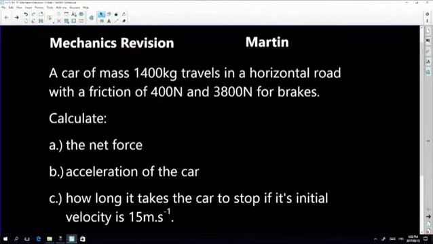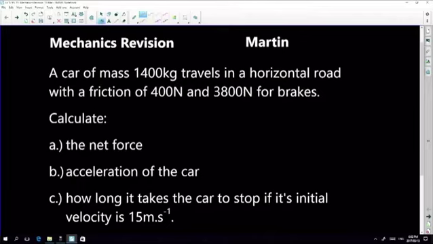Okay, so the question we've put on Facebook is from Martin. Thank you, Martin. It says, a car of mass 1,400 kilograms travels on a horizontal road with a friction of 400 newtons and 3,800 newtons for brakes. Calculate the net force, the acceleration of the car, and how long it takes the car to stop if its initial velocity is 15 meters per second.